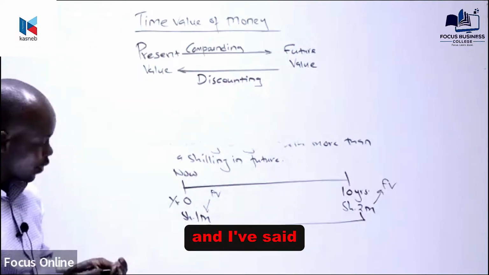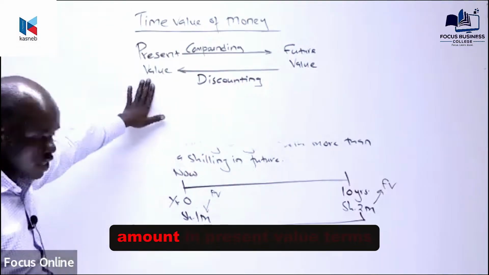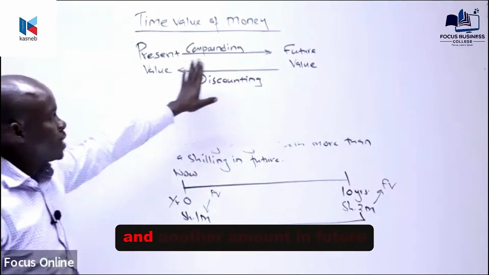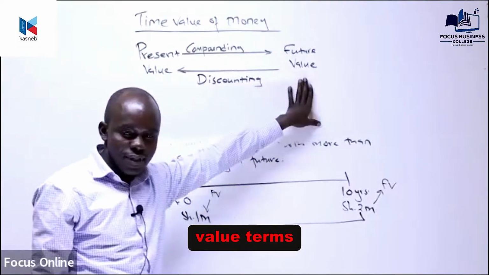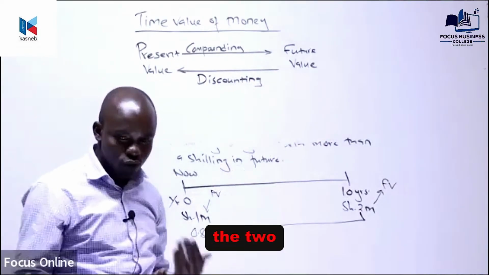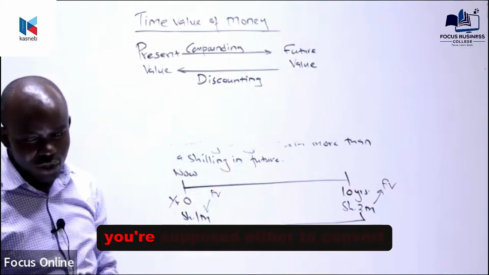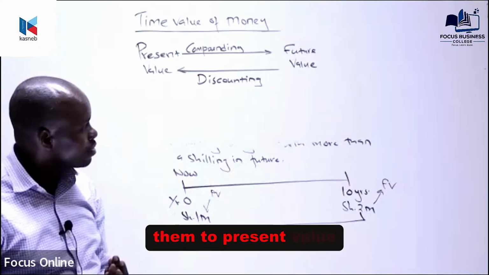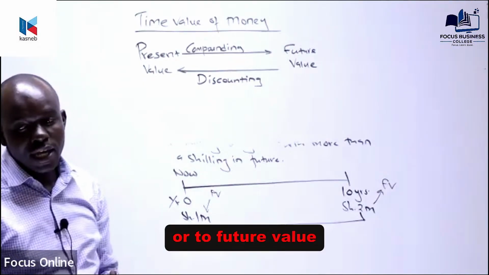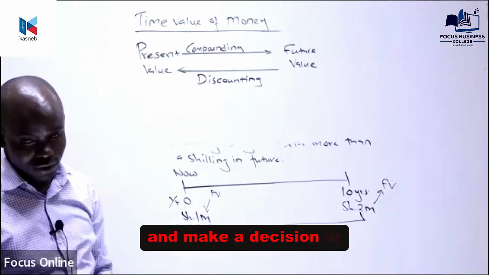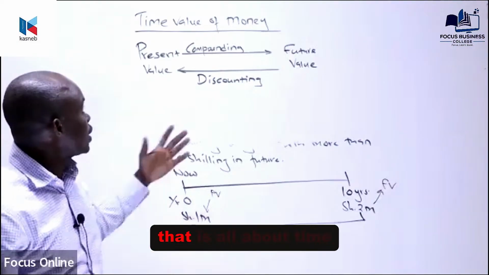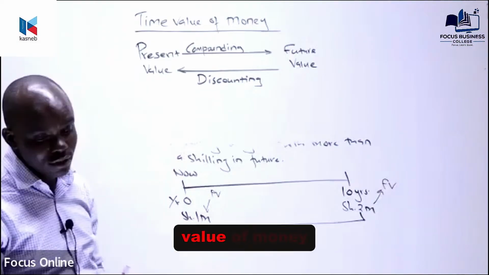And I've said, when you are given an amount in present value terms and another amount in future value terms, and you're supposed to compare the two, you cannot compare when they are not in the same form. You're supposed either to convert them to present value or to future value and make a decision or make a conclusion. That is all about time value of money.